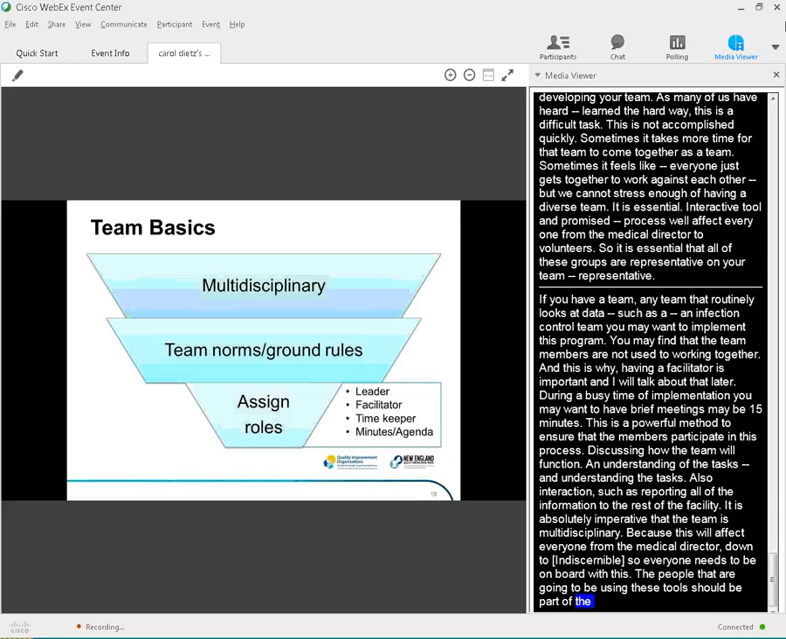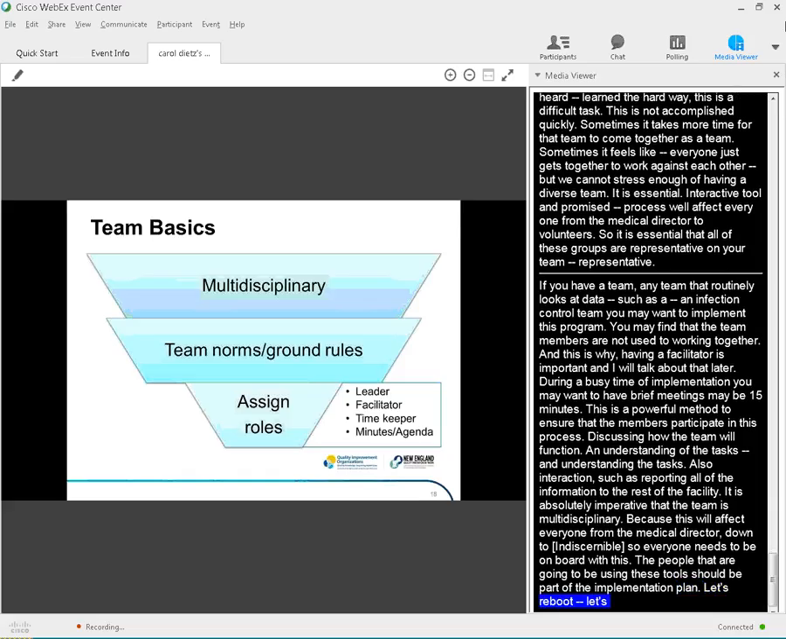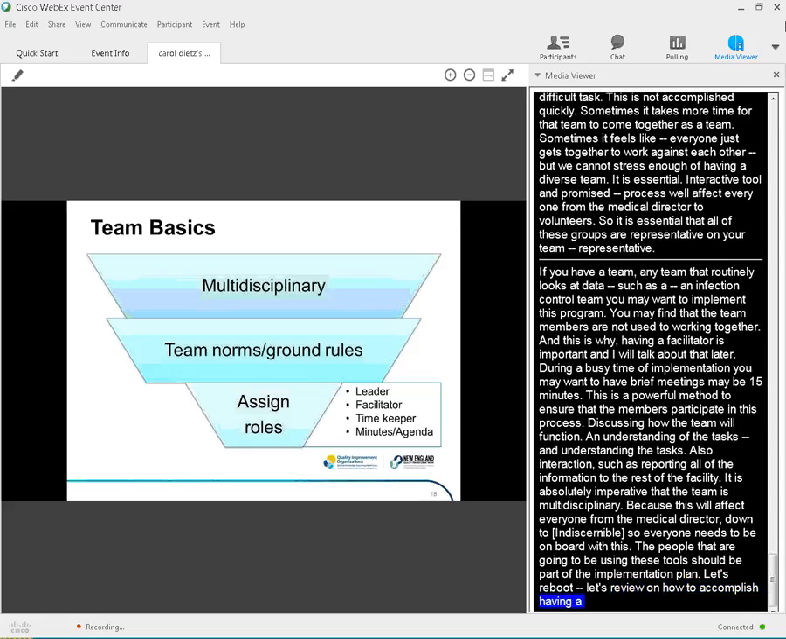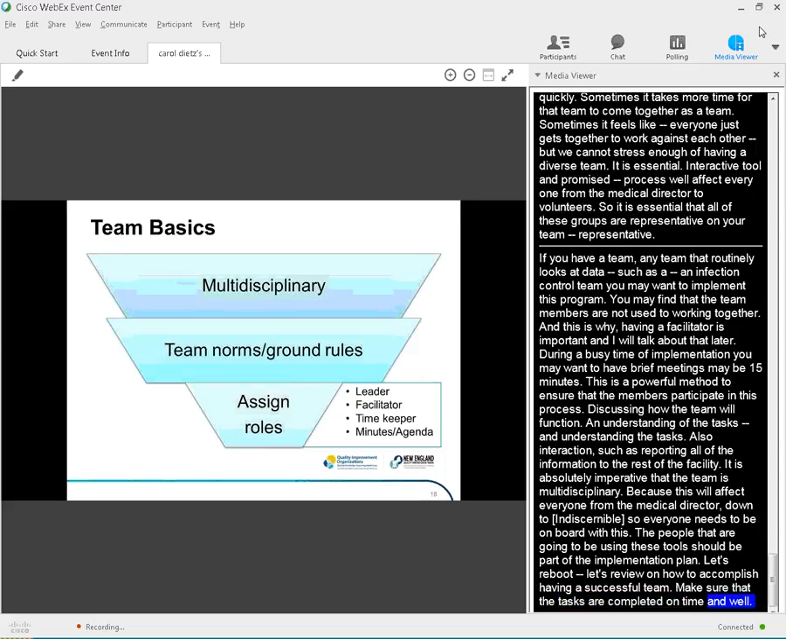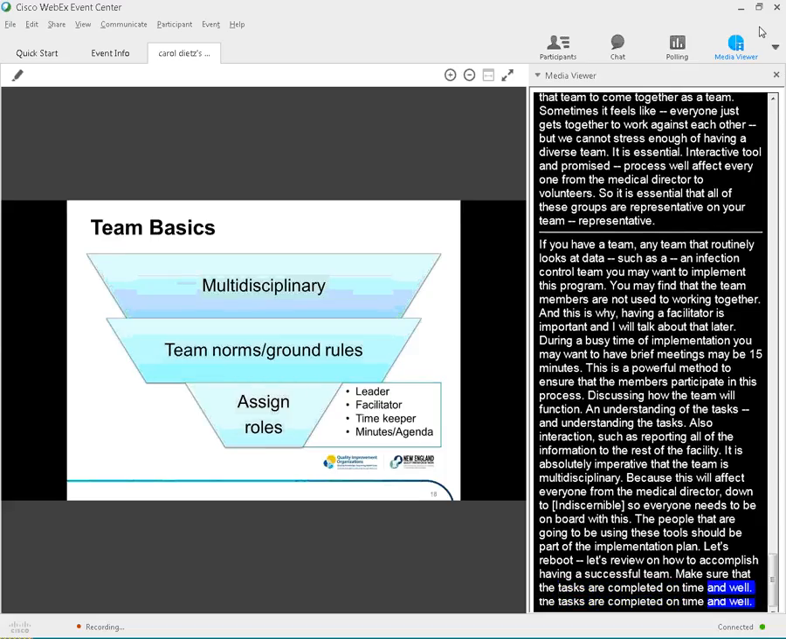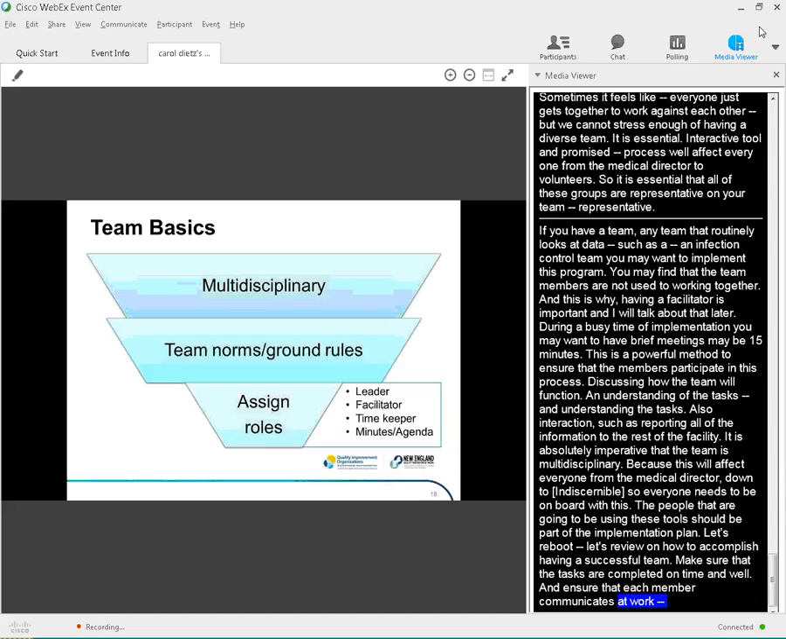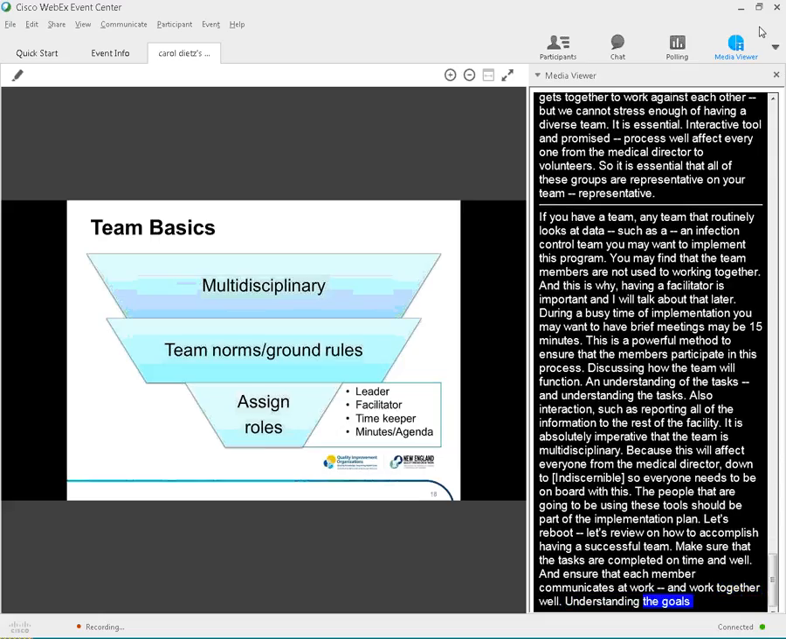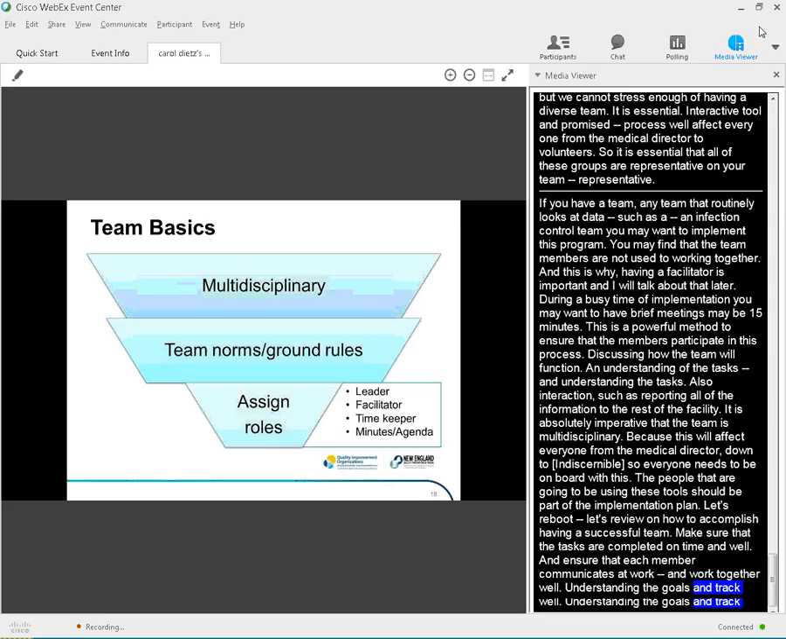So let's review some team basics, how to launch a successful team. There's really only two things a team has to do. One is ensure that the tasks that are needed for the project are completed on time and well, and the other, which is a little trickier, is ensuring that the members of the team communicate and work together well. The team needs to begin by understanding the overall goal of Interact implementation, as well as the specific smaller goals of the implementation that's going to be involved in each individual tool and process.